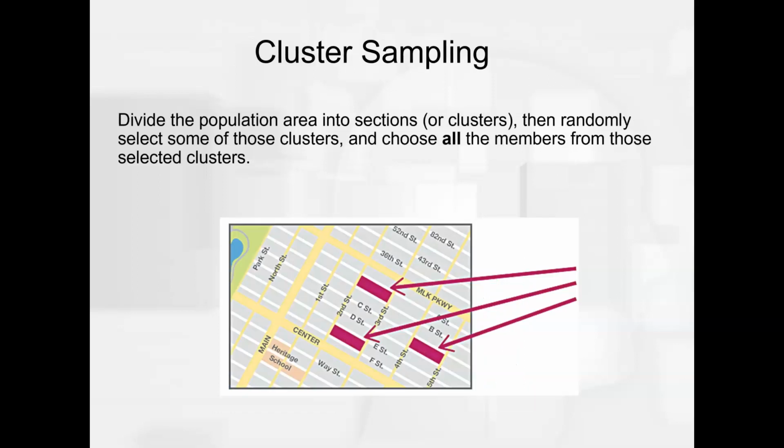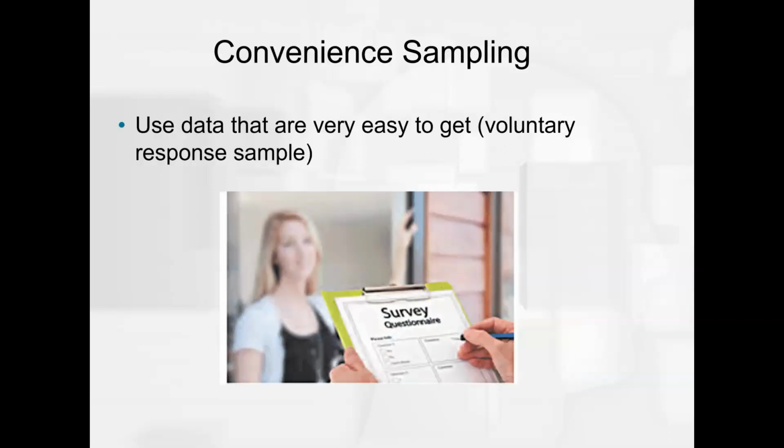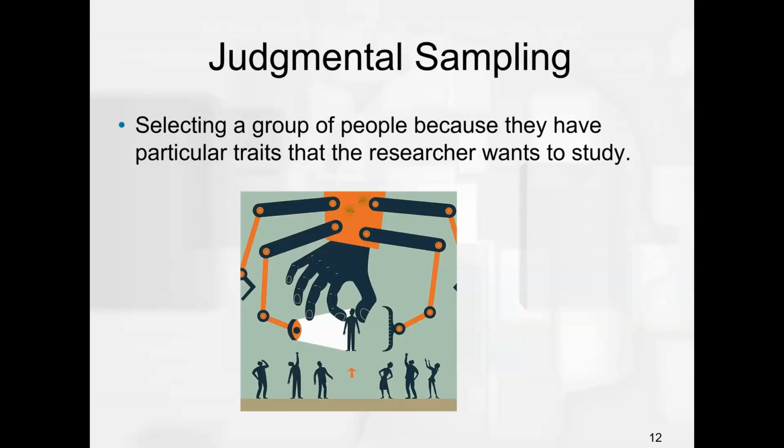Cluster sampling is performed by dividing the population area into sections or clusters, then randomly selecting some of those clusters and choosing all of the members from those selected clusters. Opinion sampling or voluntary sampling is the least sound method of sampling, when we use data that are very easy to get. Judgmental sampling is performed by selecting a group of people because they have particular traits that the researcher wants to study.